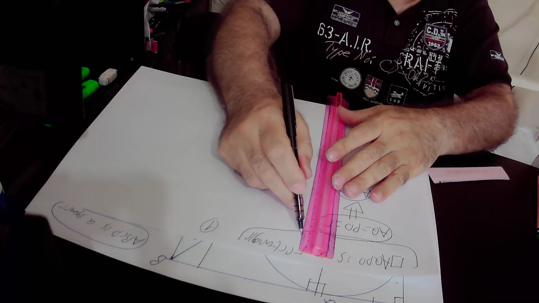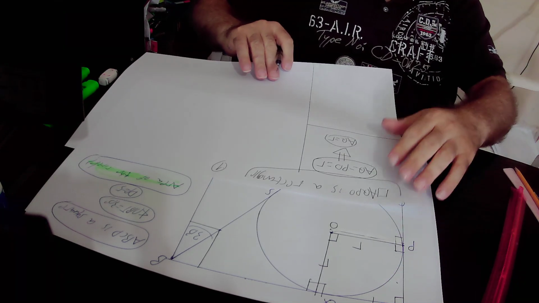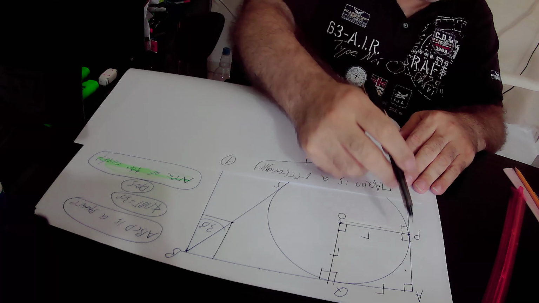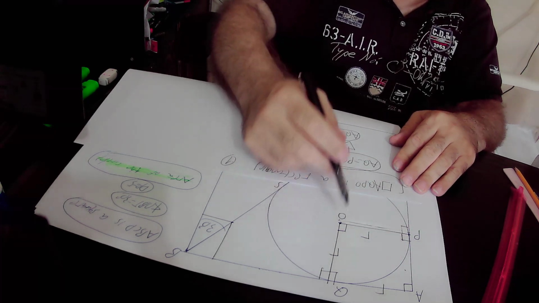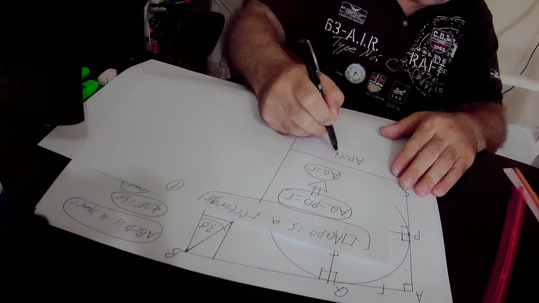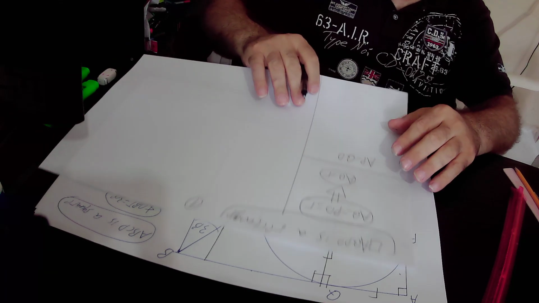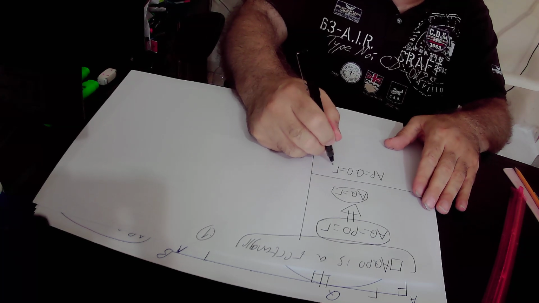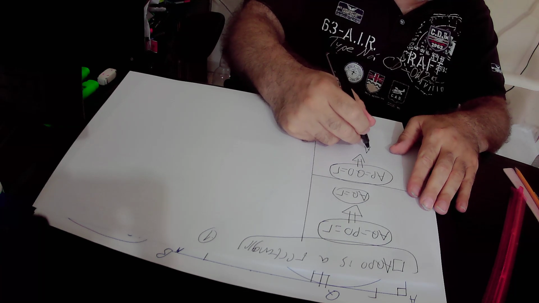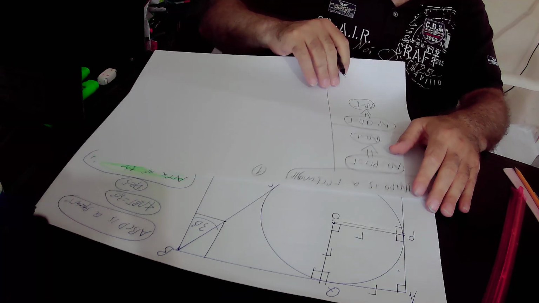Likewise, according to the same rule that the opposite sides of a rectangle are equal to each other, we get that side AP equals side QO. But QO equals R, it is the radius of the circle. And from this equation AP equals QO equals R, we derive that AP is also equal to R. Here AP equals R.